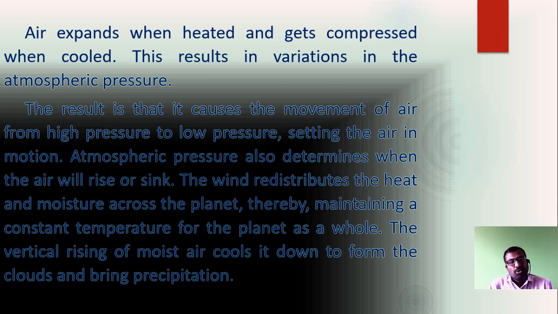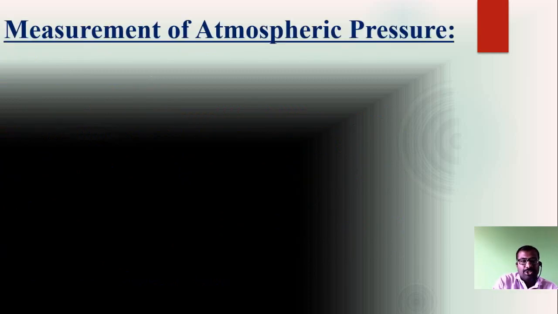Air motion in atmospheric pressure also determines when the air will rise or sink. The wind redistributes the heat in the atmosphere across the planet, thereby maintaining a constant temperature for the planet as a whole. The vertical rising motion cools the air down into clouds and brings precipitation.